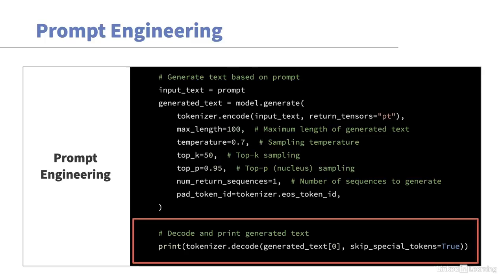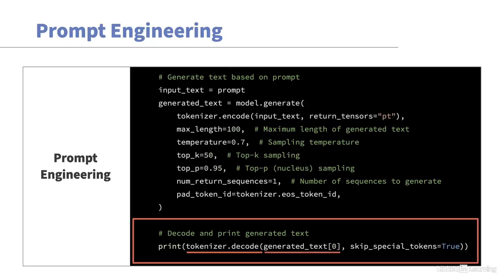So finally, we decode and print the generated text. This code takes the generated token IDs, converts them back into text, and prints the generated text, making it easier to read and interpret the model's output. Generated text accesses the first generated sequence from the list of generated sequences. Each generated sequence is represented as a list of token IDs. Tokenizer decode decodes the list of token IDs into human-readable text using the tokenizer.